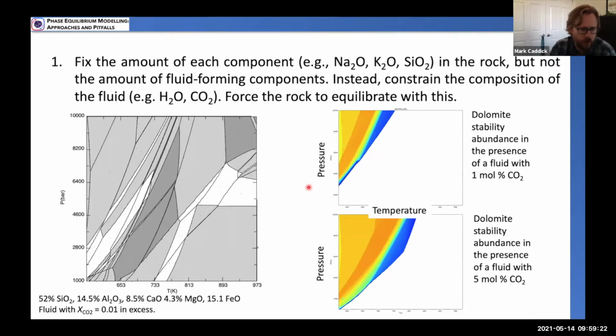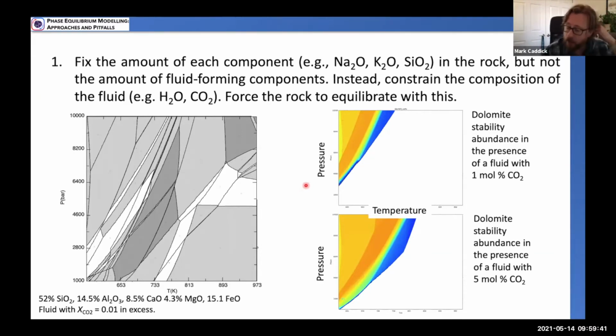We assume that a fluid is in excess everywhere in our diagram, be that a PX diagram, a TX diagram, a PT diagram, and we constrain the composition of that fluid. Now, there are implications that come with that assumption, and Doug will talk about those in a few minutes.